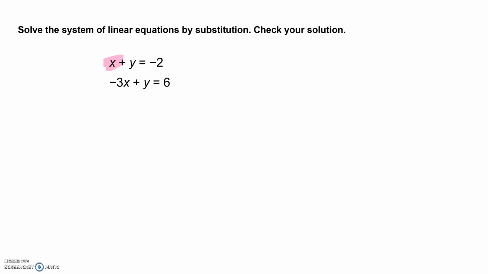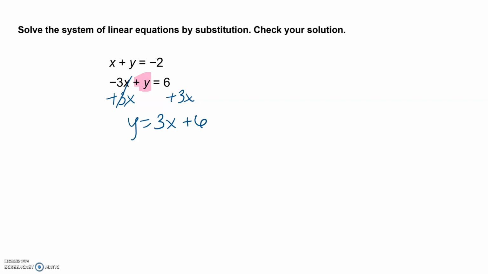We can solve this top equation for x by moving the y over to the other side. We could solve that top equation for y by moving the x over to the other side. Or I could solve the bottom equation for y by moving that 3x over to the other side. So lots of different options here. Typically, I hear people say, well, let's solve the bottom one for y. So you add your 3x to both sides and get y equals 3x plus 6.